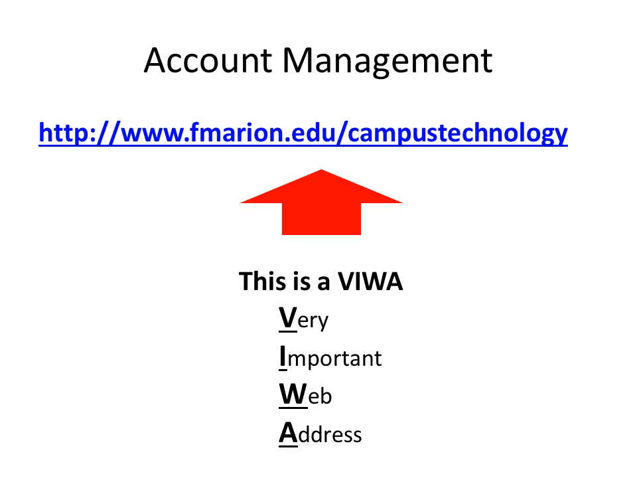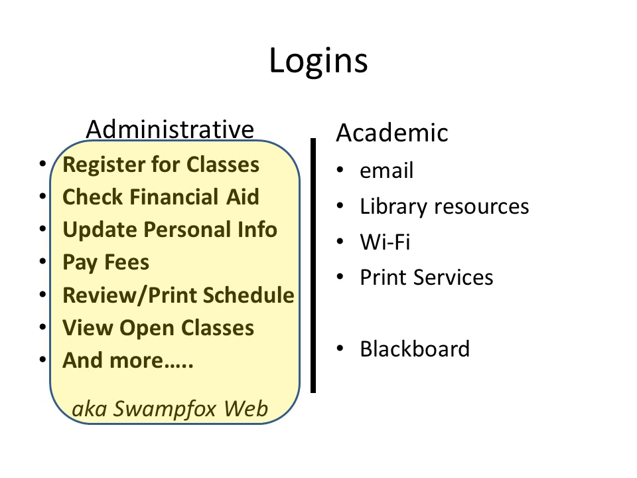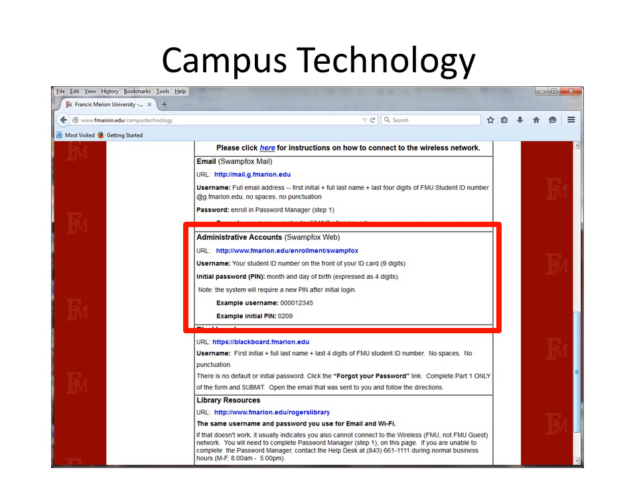That is what we call a VWA, a very important web address. Bookmark it. You'll need it. Taking a look at the administrative side of life, or Swamp Fox Web, that is yet a different system. You get to that by going to the very important web address and looking at the administrative accounts section, and here it highlights to you fmarion.edu/enrollment/swampfox. That's where administrative accounts are located.